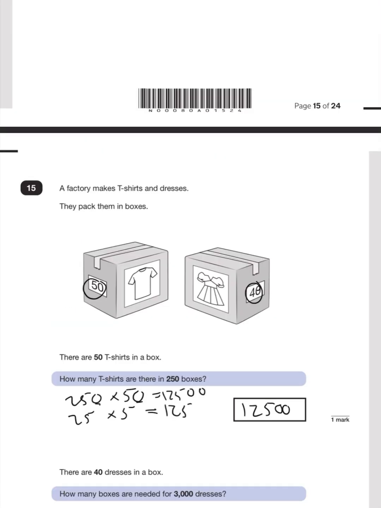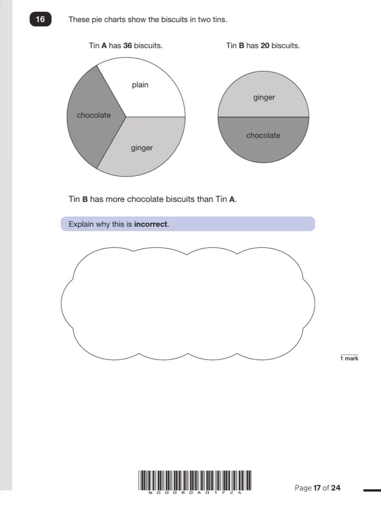Number 16. These pie charts show the biscuits in two tins. Tin A has 36 biscuits. Tin B has 20 biscuits. Tin B has more chocolate biscuits than tin A. Explain why this is incorrect. So if this is incorrect, then the correct should be has less. Okay. So tin B has 20 biscuits. There are only two parts, so each part should have 10. So there's 10 in here.